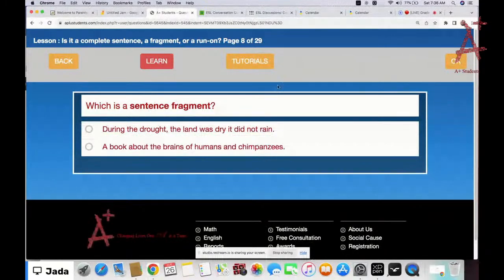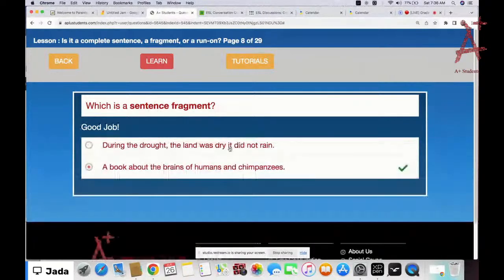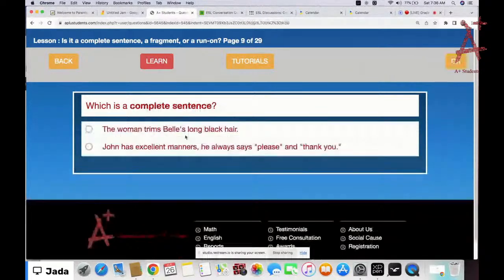Okay, which is a sentence fragment here now. During the drought, the land was dry, it did not rain. A book about the brains of humans and chimpanzees. Okay, so let's click on this one for example. So, if ever you are doing the test, okay, let me click on the wrong one. He always says please and thank you. The woman should. Okay, let's go with this one.